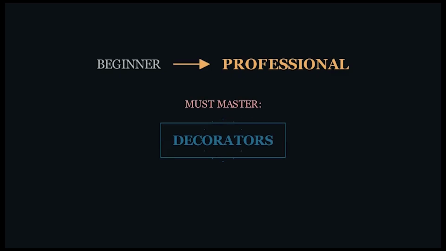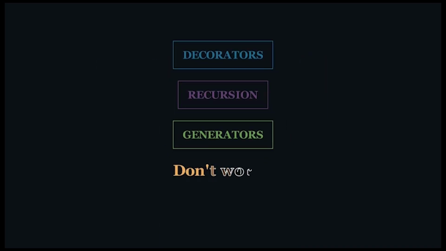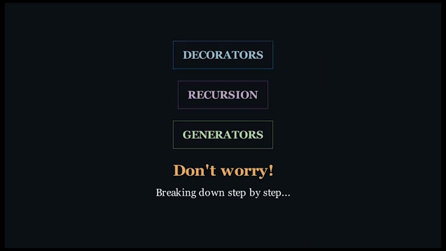In our last episode, we mastered args, kwargs, and lambda functions. But today, we are facing the final bosses of Python functions. If you want to transition from a beginner to a professional developer, you must understand decorators, recursion, and generators. These topics might seem intimidating at first, but don't worry, we'll break them down together, step by step.